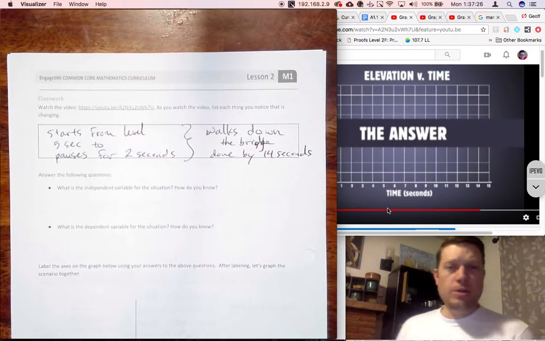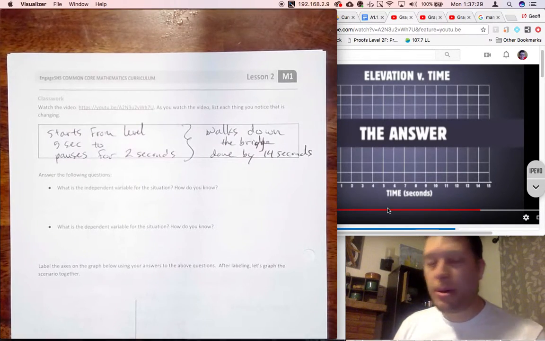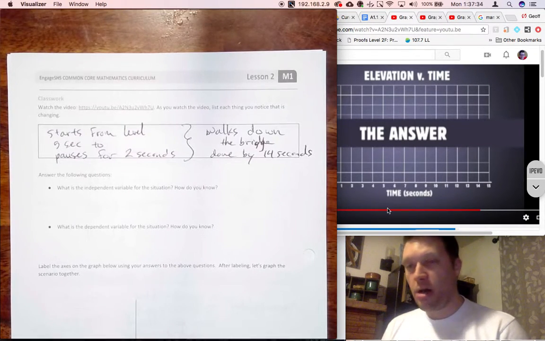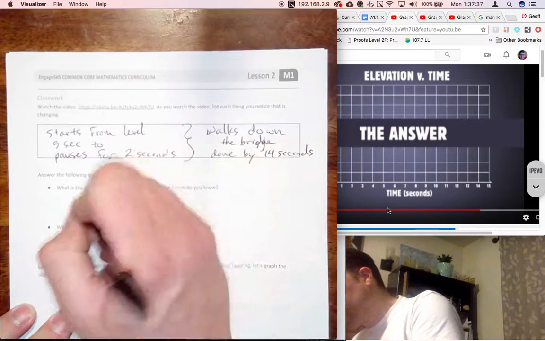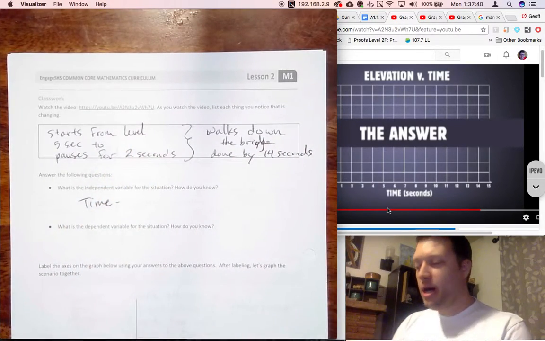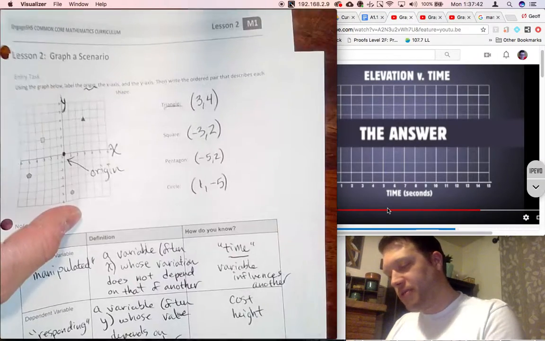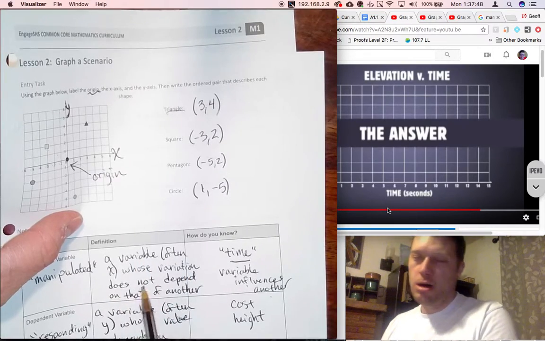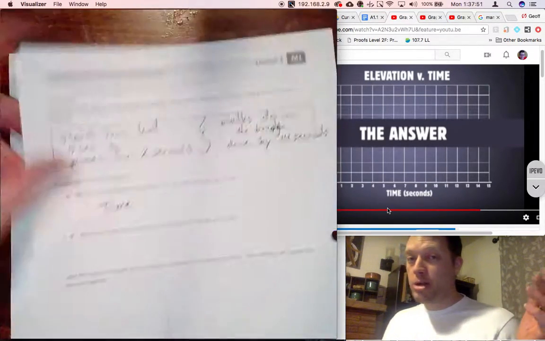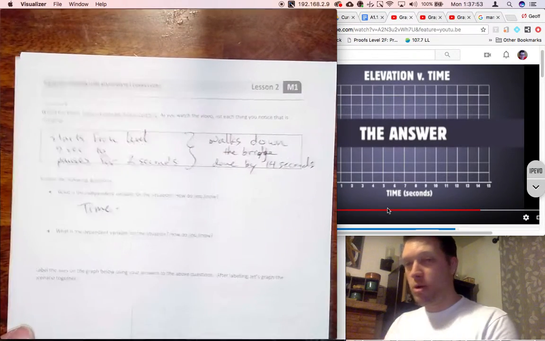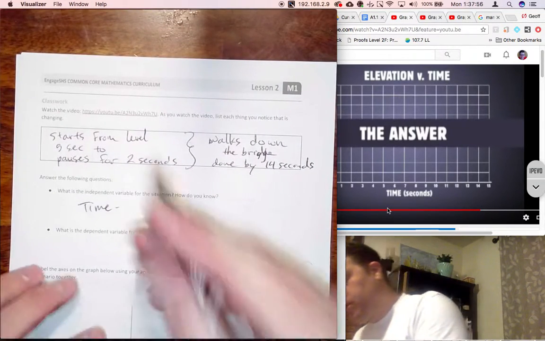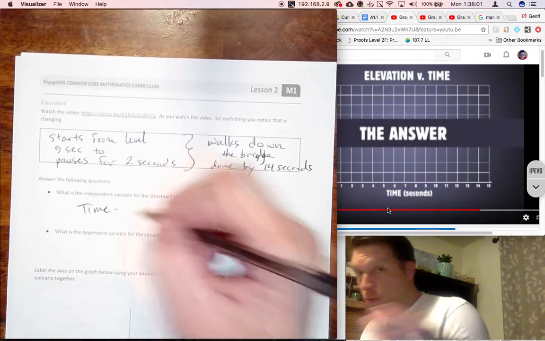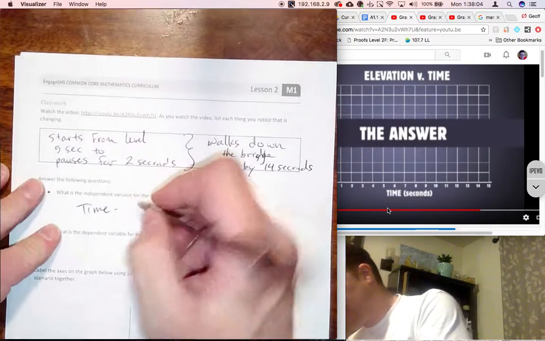Okay. From the very beginning, when it says answer the following questions, what is the independent variable? The independent variable is time. Always. Well, 95% of the time it is the independent variable. And again, that's because previously we said it was the variable that influences another, or the variable whose variation does not depend on that of another. So time marches on, whatever the guy is doing. Time is just like 1 second, 2 seconds, 3 seconds. So it's time because, for one thing, it usually always is the independent.